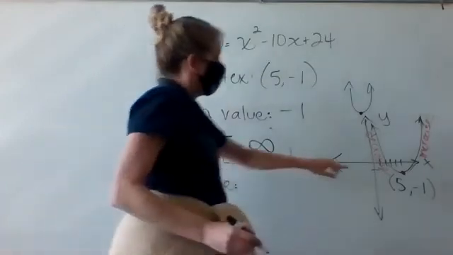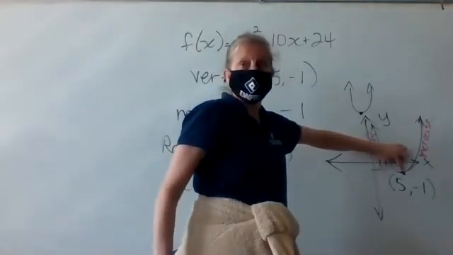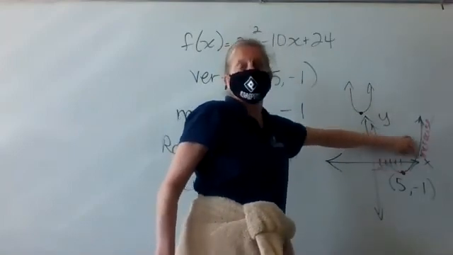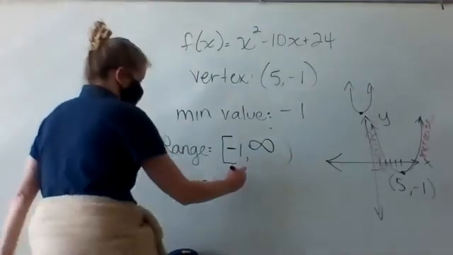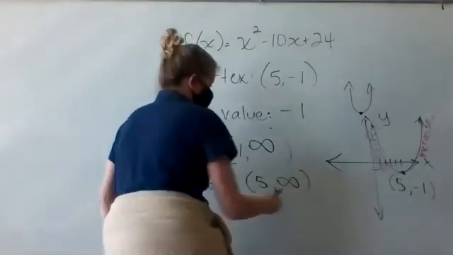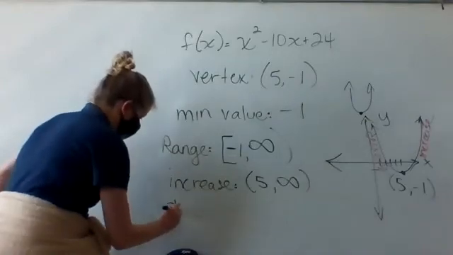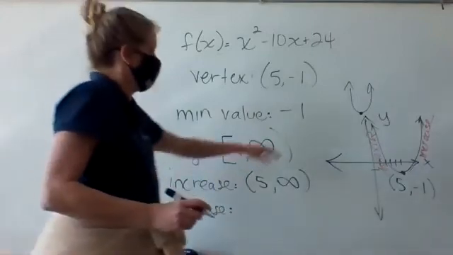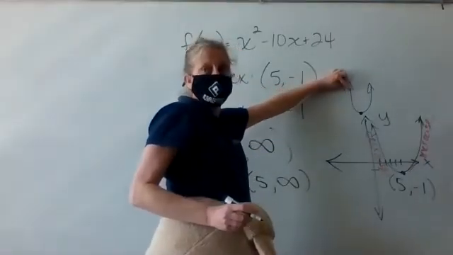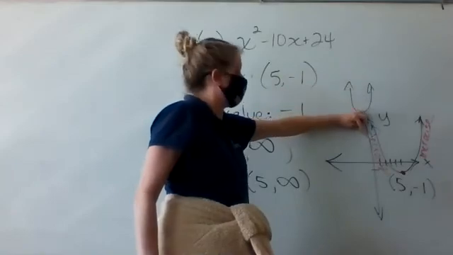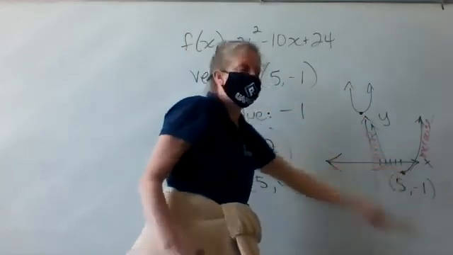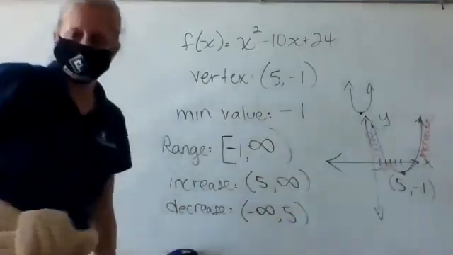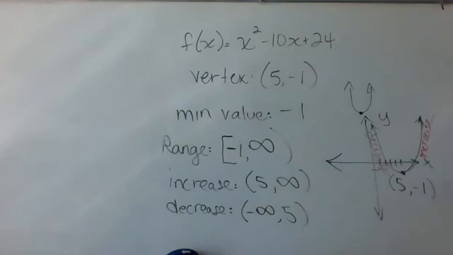5 to infinity. So it starts increasing here, right? This is where it stopped coming down and started going up. So it started at 5, and then it went up to infinity. So there's my increase. The decrease: negative infinity. If you start on this side, you're at negative infinity until you get to what? 5. There's your decrease.